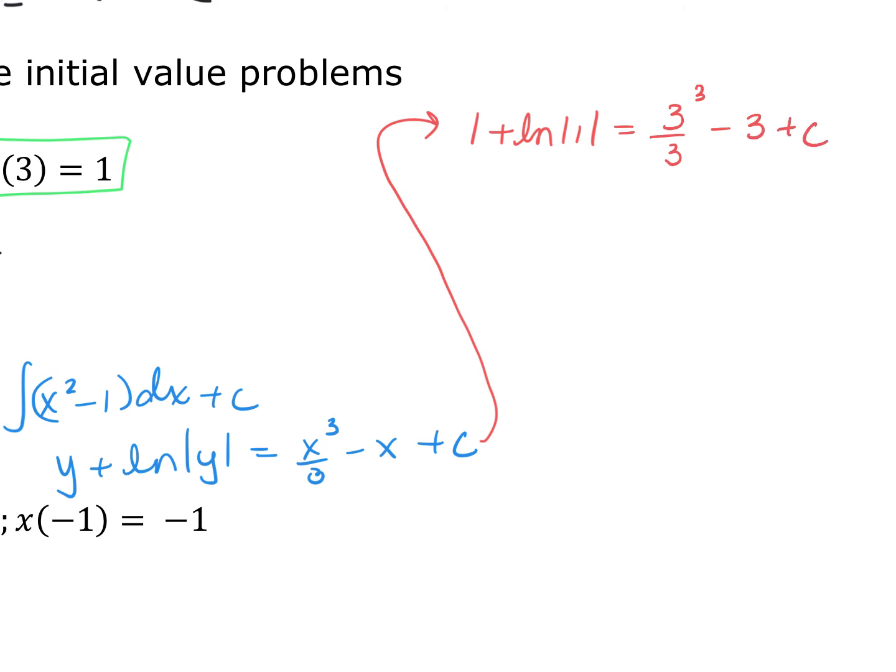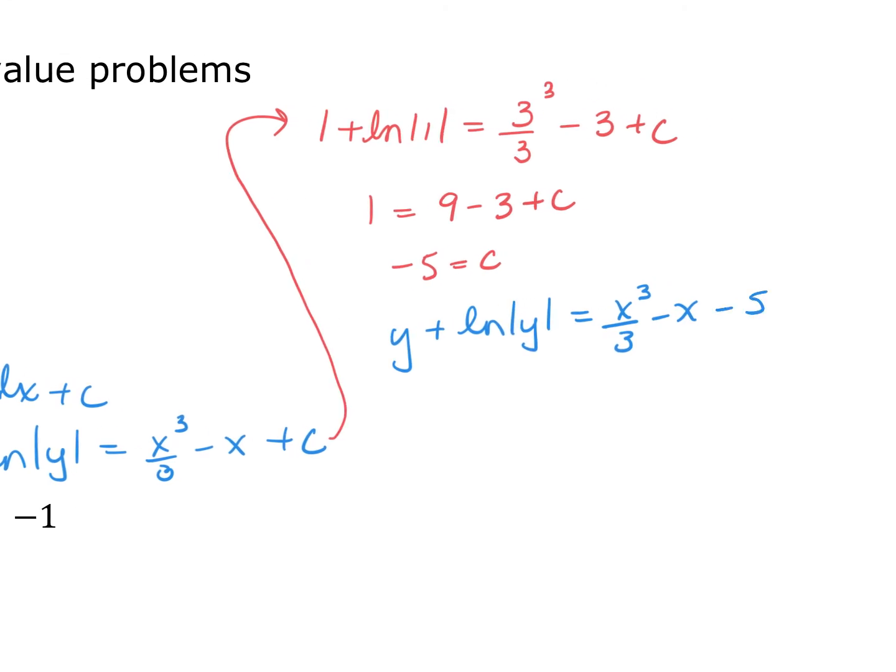Natural log of 1 is 0, so I have 1 is equal to 3 cubed, which is 27, divided by 3, which is 9, minus 3 plus c. So I end up with 9 minus 3, which is 6. Subtract 6 from both sides, and I get negative 5 is equal to c. So my final answer is y plus the natural log of the absolute value of y is equal to x cubed over 3 minus x minus 5. And that's my final answer.